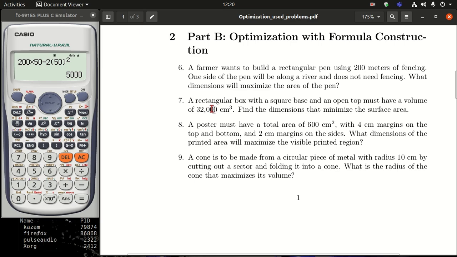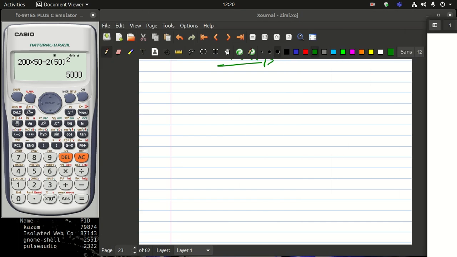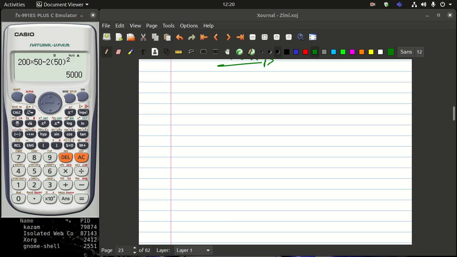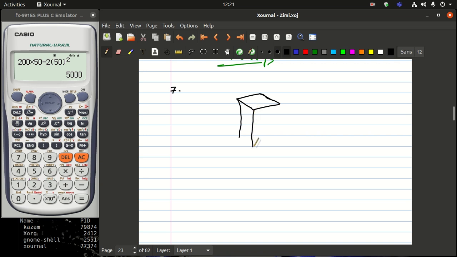And also another thing here is we need to understand what we mean by a rectangular box with a square base, and the volume is given, of course. So we are at number 7 here. We want to build a rectangular box. Let me try and create something that looks a little bit cleaner or nicer.